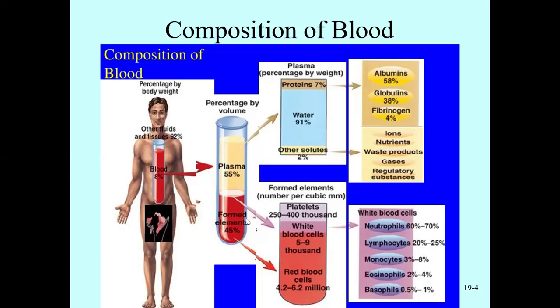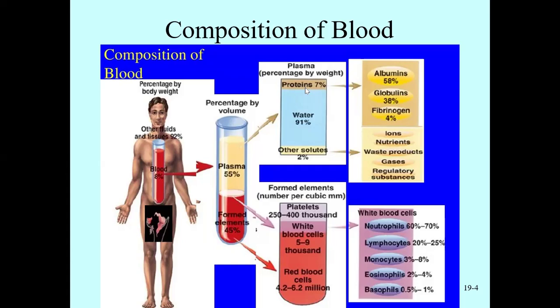Here you can see that this is the total, and 45% of the blood is the cell portion. These white ones are the platelets, this little portion is the white blood cells, and the remaining red ones are known as the red blood cells. The plasma, which is 55% of the total blood, is mostly made of water. 91 to 92% of it is water, 7% is protein, and the remaining 2% are the other solutes, which include the ions, nutrients, waste products, gases, as well as regulatory substances.